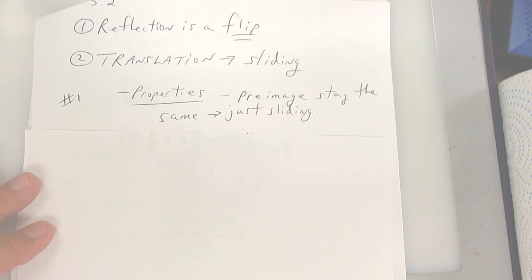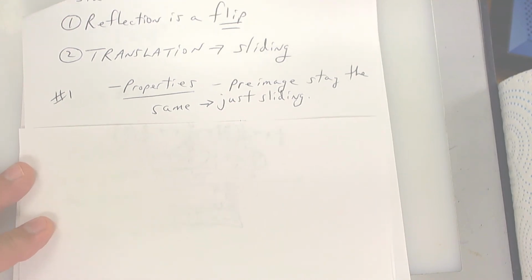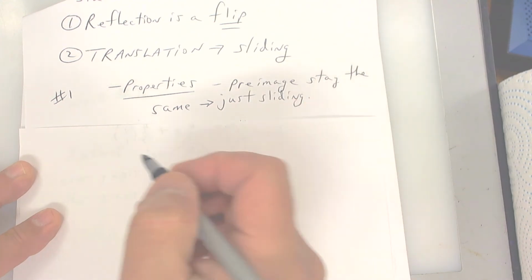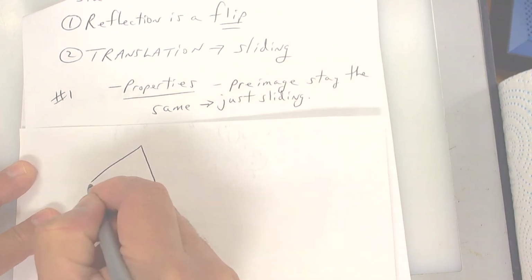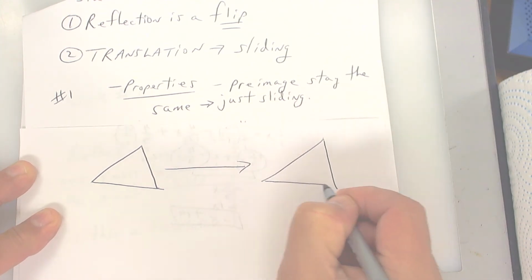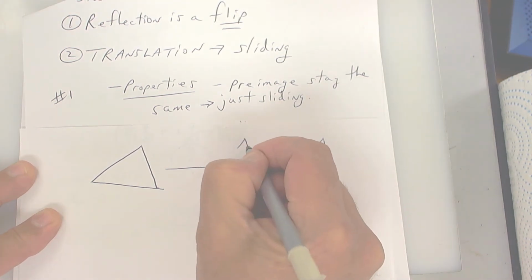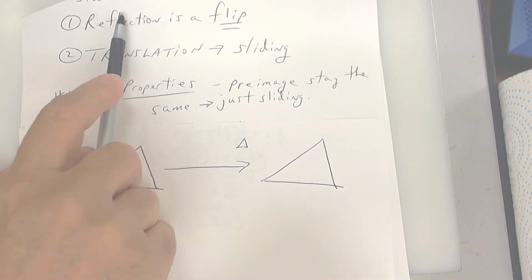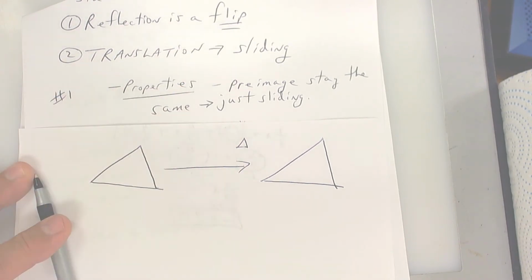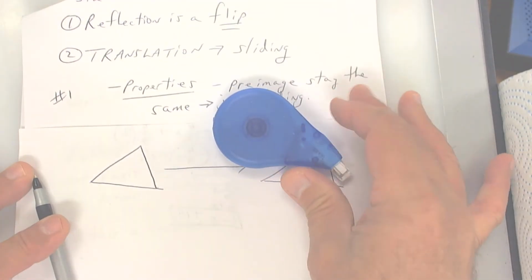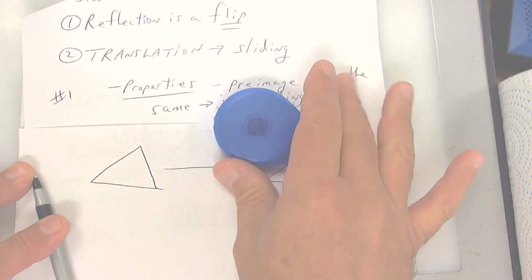The property, and this is number 1 in your workbook, when you slide something, the original stays the same. In other words, if it's a triangle this big and you slide it, it's still going to be a triangle this big. Okay? It's not going to shrink. All right? So the property of a translation is it stays the same. Same thing with the reflection. It stays the same. I mean, if I flip it, it's still the same thing. It's just flipped over. Okay?